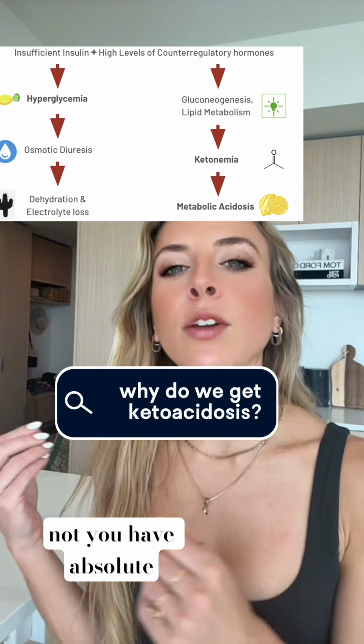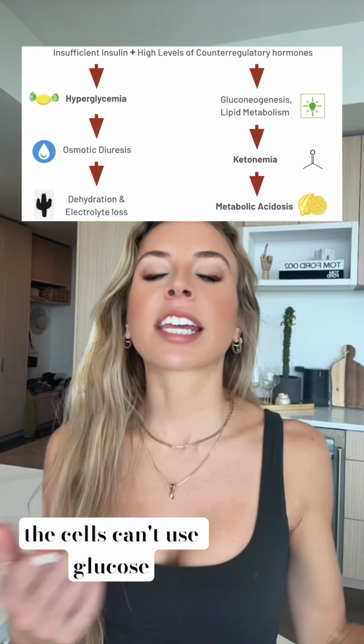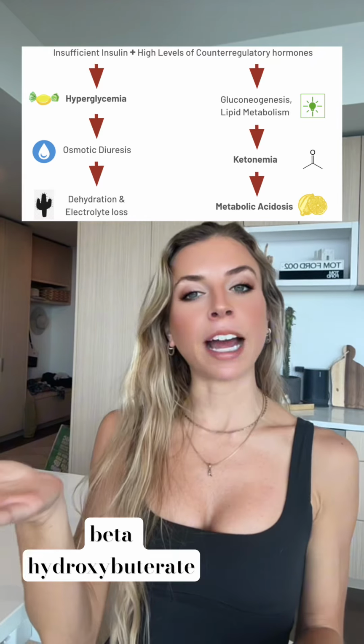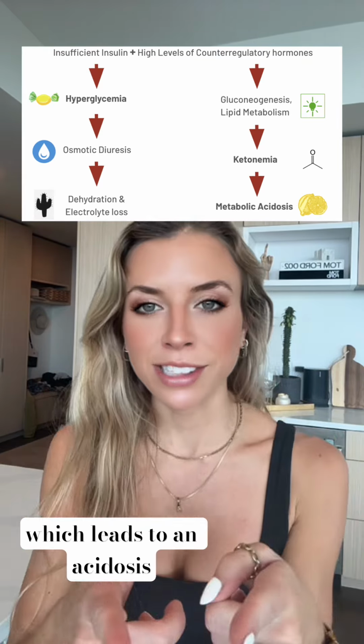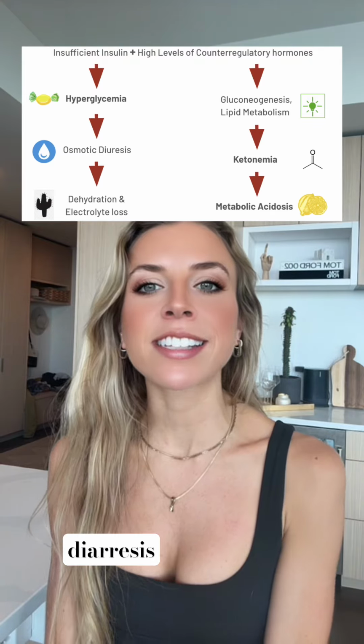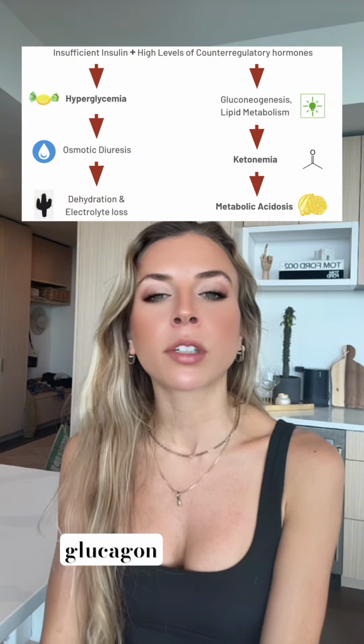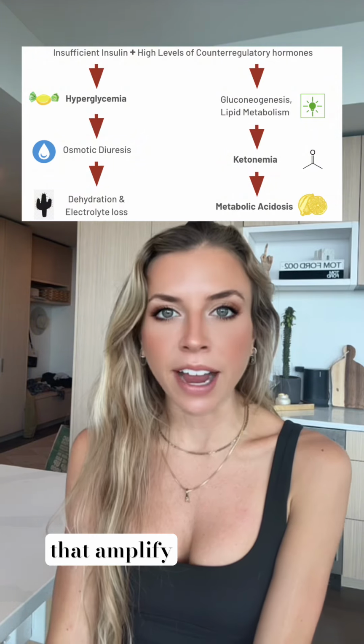How is this made? Whether or not you have absolute or relative insulin deficiency, the cells can't use glucose, so they depend on lipolysis, which makes free fatty acids, which makes ketones, beta hydroxybutyrate, and acetoacetate, which leads to an acidosis. This causes an osmotic diuresis, leading to severe dehydration and electrolyte losses. You have counter-regulatory hormones, glucagon, catecholamines, and cortisol that amplify the process as well.